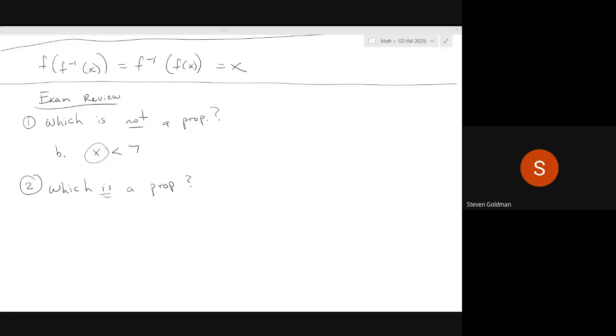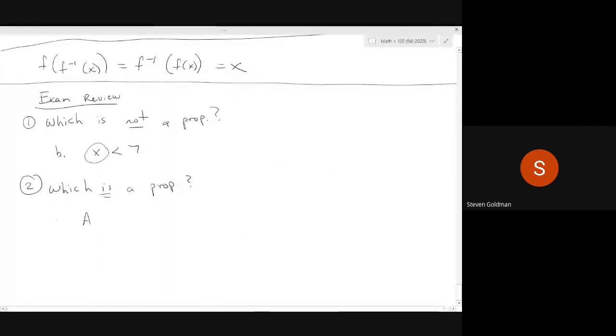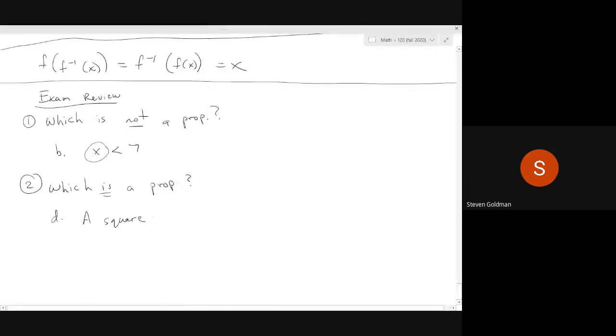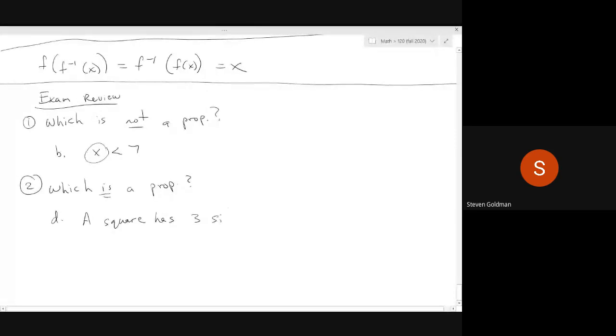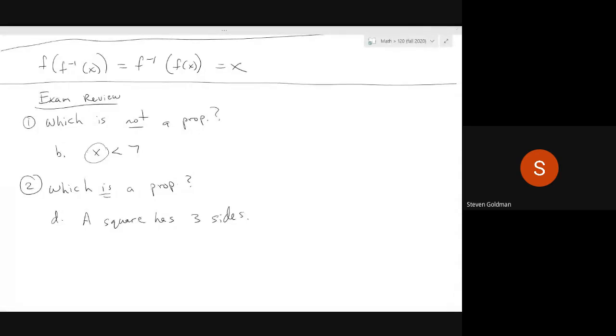B was a command, go away. Commands are not propositions. Again, they don't have a truth value. C again was not a proposition. C was the statement x plus y equals z. And D was a square has 3 sides. Again, that's a proposition, a declarative statement. So the answer for that was D.